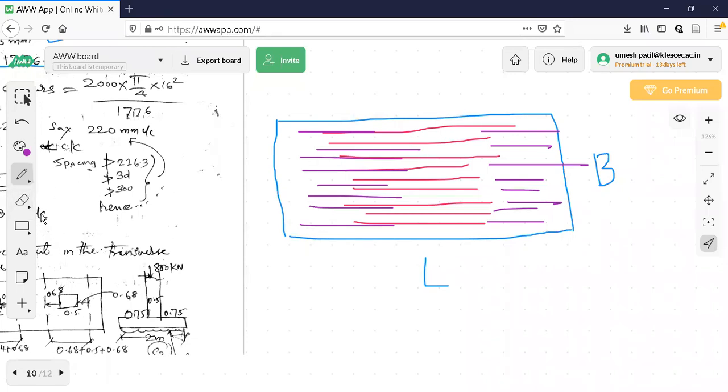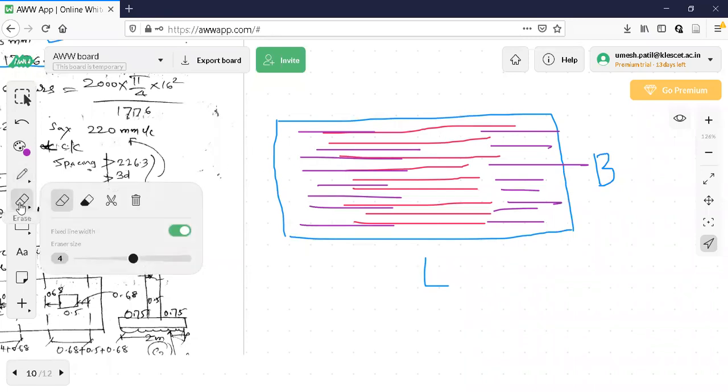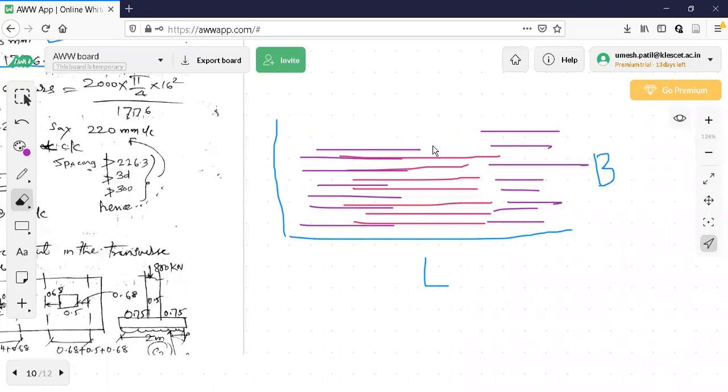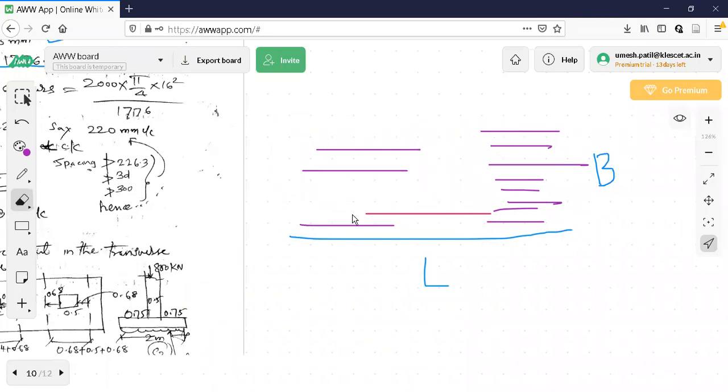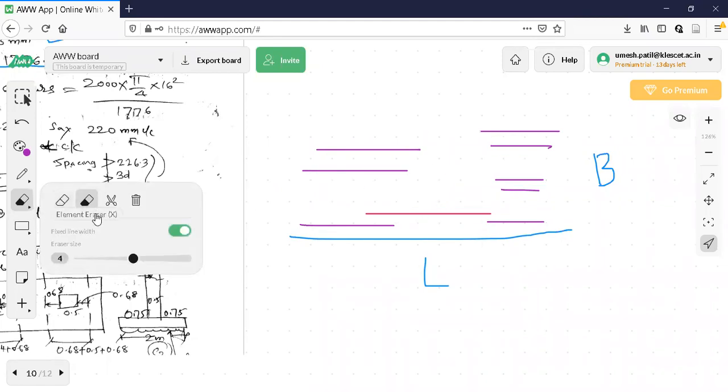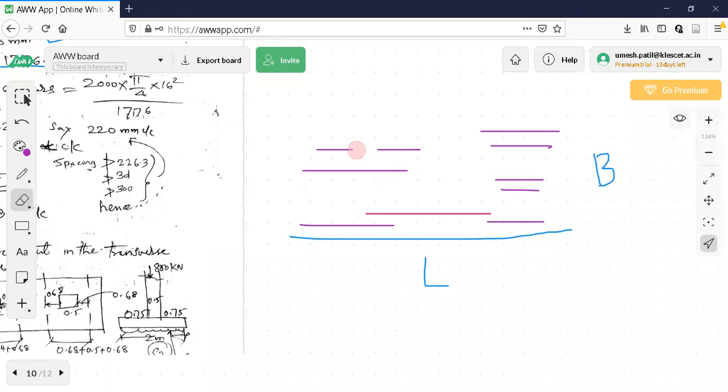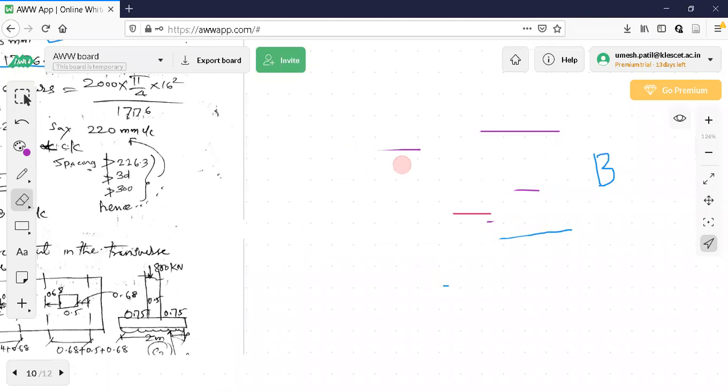Now reinforcement in the transverse direction means what? Just observe here. Just remove this one. I'll remove this and show you, because only one step is left here. Transverse reinforcement. Just type your USN in the text box later.